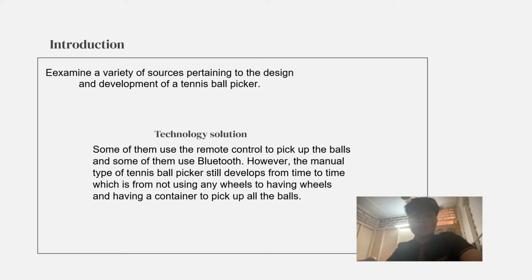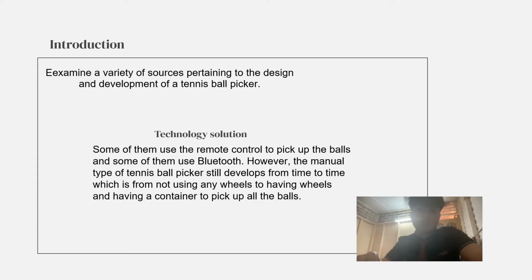Today I will present about the literature review for chapter 2. For the introduction, it is about to examine a variety of sources pertaining to design and development of a tennis ball picker. It begins by gaining a true understanding of the evolution of tennis ball picker method, as well as reviewing product specification, structure design, working principles, performance achievement, selling price, and the other criteria.